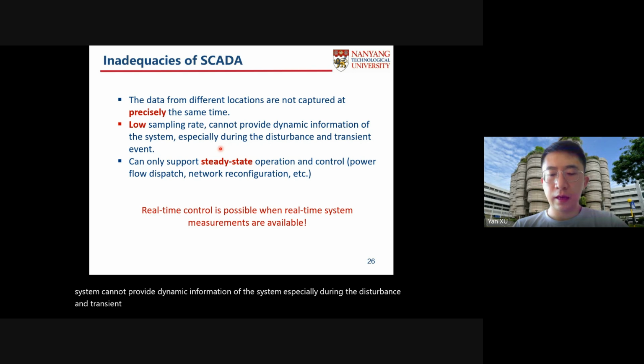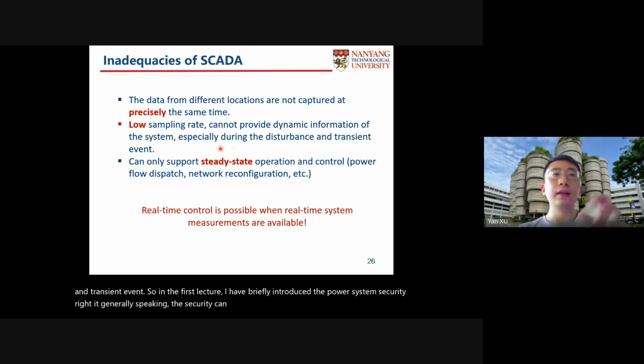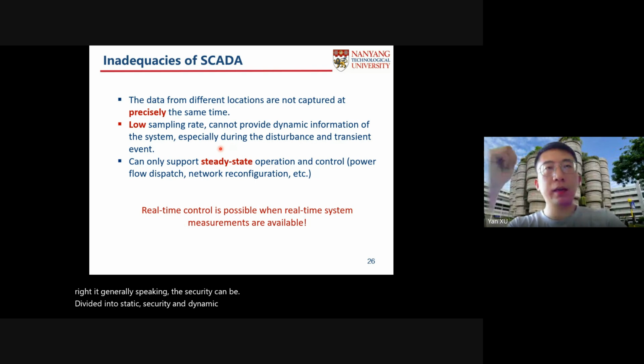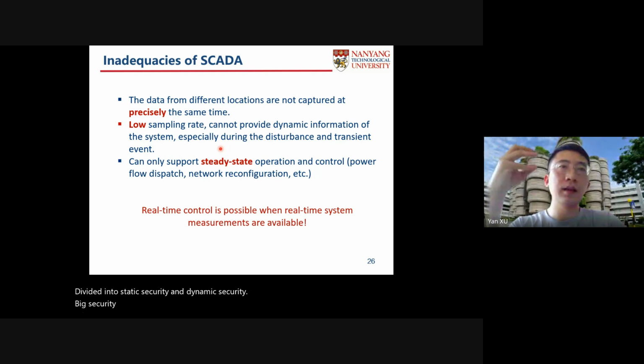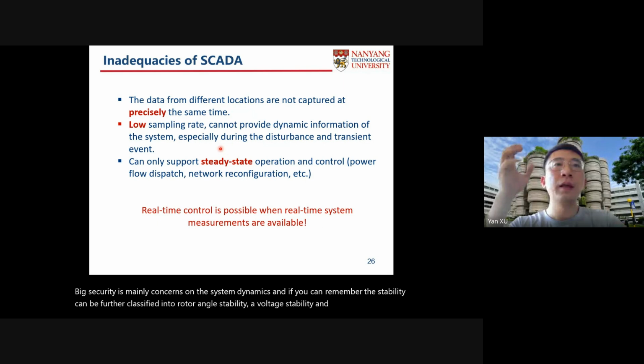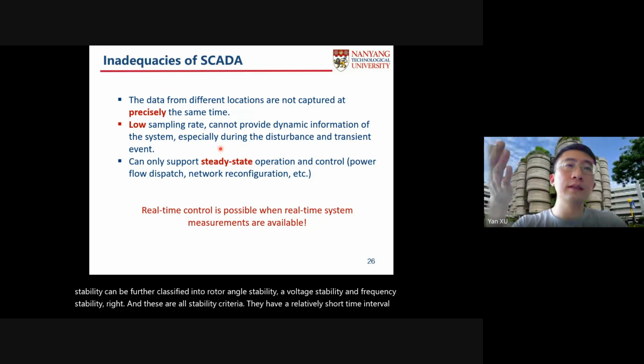So in the first lecture, I briefly introduced power system security, right? Generally speaking, security can be divided into static security and dynamic security. For dynamic security, it mainly concerns the system dynamics. And if you remember, stability can be further classified into rotor angle stability, voltage stability, and frequency stability, right? These stability criteria all have a relatively short time interval, especially transient stability.